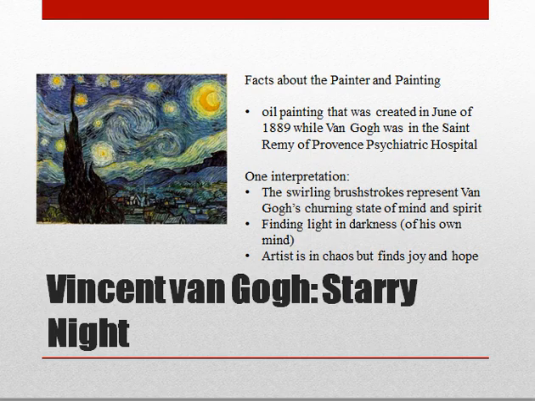And you can also research facts about the painter or painting or the photographer when you select your painting or drawing or photograph. Here's background on Van Gogh that might provide insight into the meaning of the painting. So just a little bit of facts about Van Gogh. This painting was created in June of 1889 when Van Gogh was in a psychiatric hospital. And one interpretation is that the swirling brush strokes actually represent Van Gogh's churning state of mind and spirit, and finding light in the darkness of his own mind. One person who critiqued the painting said maybe perhaps the artist is in chaos but finds joy and hope.